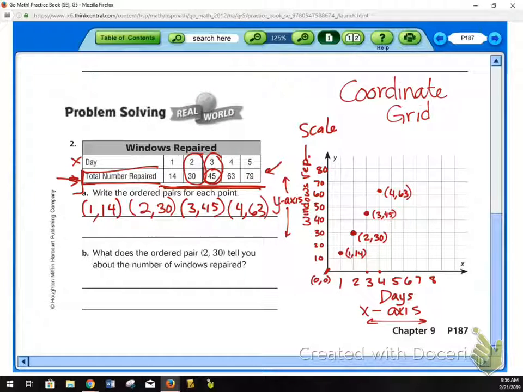Last but not least, we've got 5 and 79. 5 being my x-axis, 79 being my y-axis. So I go back to my x-axis, I hit 5, and I jump all the way to 79, which is almost to 80. Okay? So I see here that I've got a pretty steady increase as I go up. And this chart helps me see the steady increase.